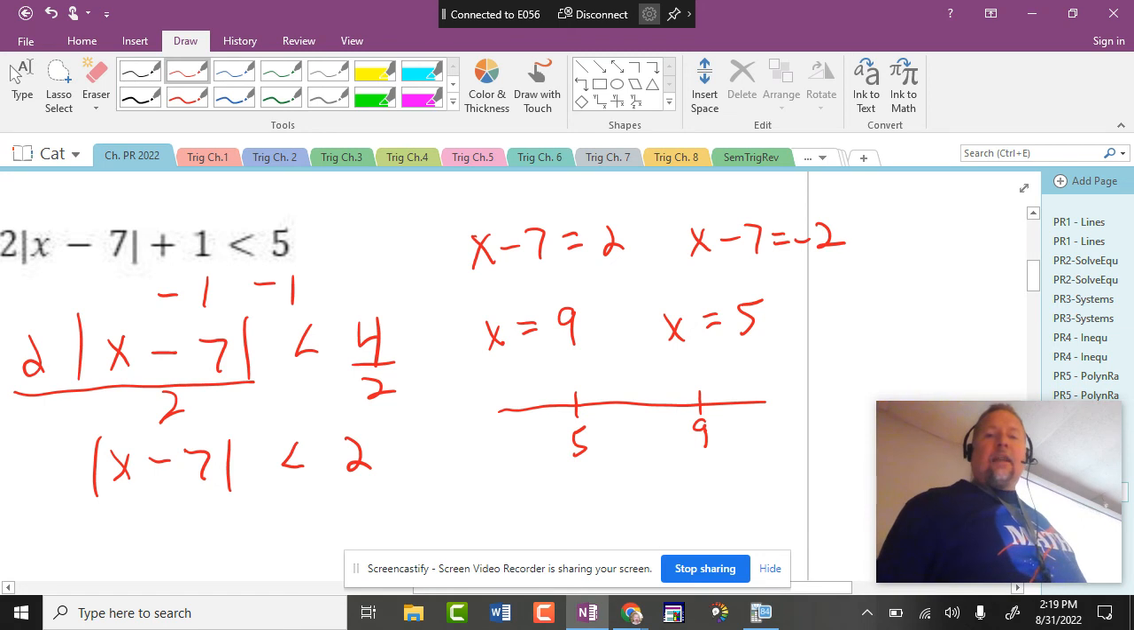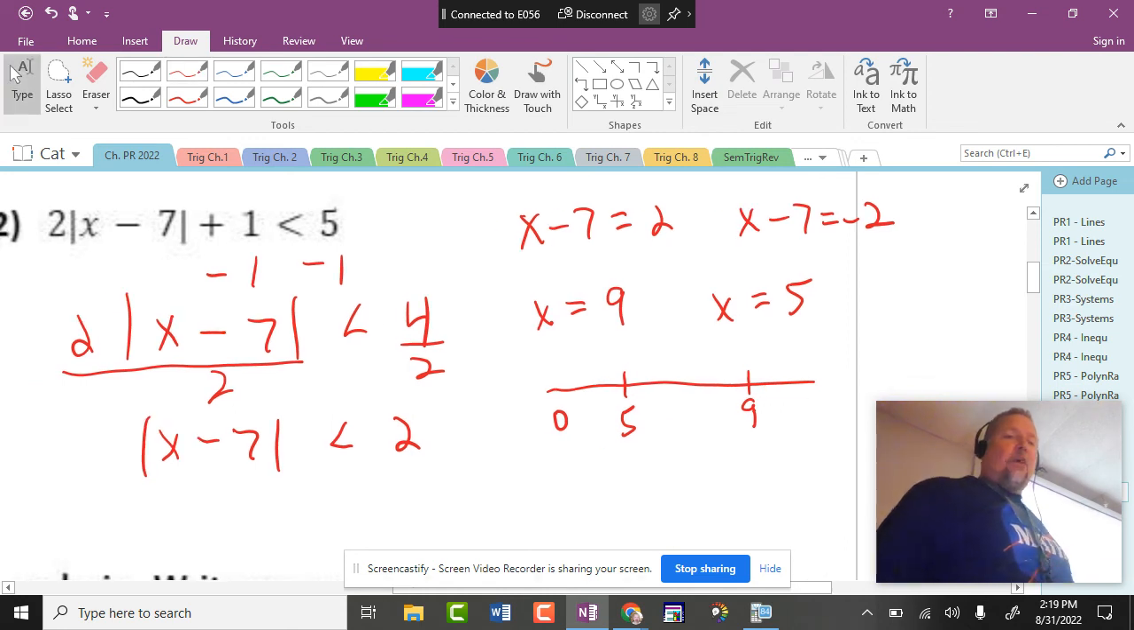All right. And then what I'm going to check is 0. And when I plug in 0, I can plug it into the original. I'm fine. 0 minus 7 is negative 7. Absolute value of negative 7 is 7. 7 times 2 is 14. 14 plus 1 is 15 less than 5. True or false? False.